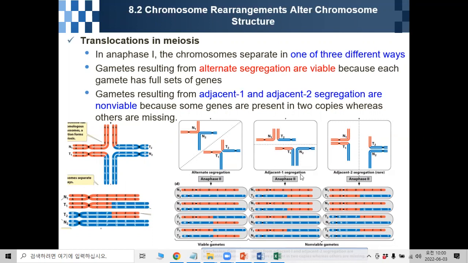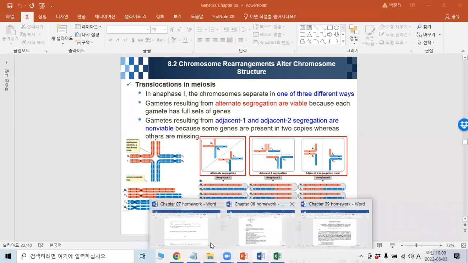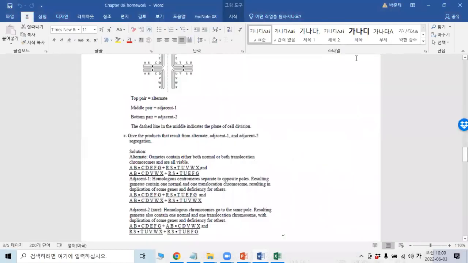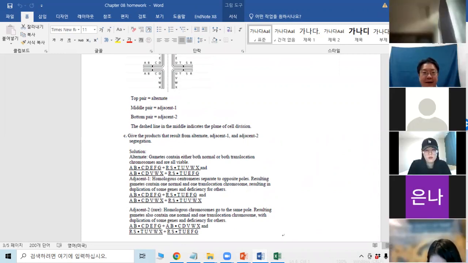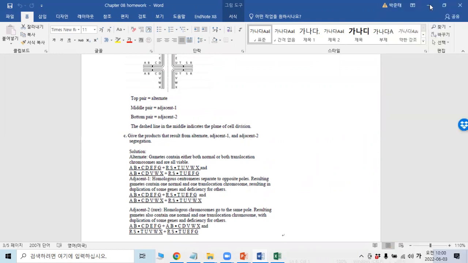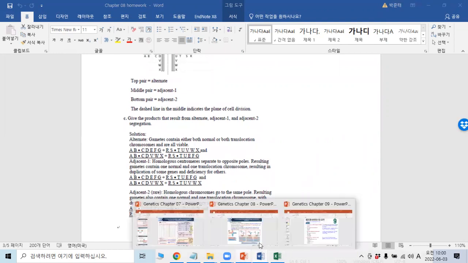However, adjacent 1 and adjacent 2 are very rare. Most of them are non-viable because some of them miss some genes, or some genes are duplicated. Okay, important. Very important.